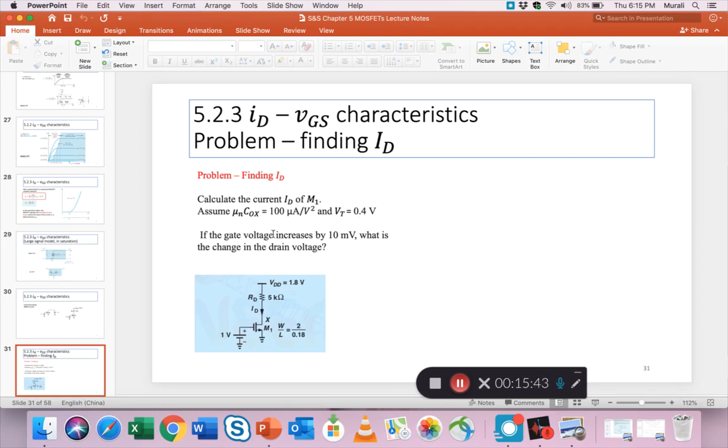Then there's a part B. It says if the gate voltage increases by 10 millivolts. See, right here we are given a gate voltage of 1 volt. Now he says gate voltage increases by 10 millivolts, so that's about 1%. What will be the change in the drain voltage? That means the voltage at point X, which is the drain voltage. All right. How do we solve this?